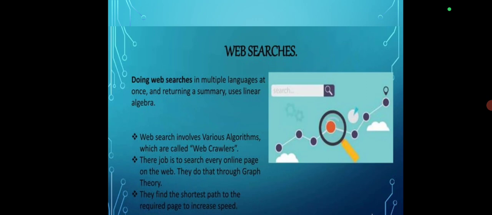Web search: searching multiple languages at once and returning a summary uses linear algebra. Web search involves various algorithms called web crawlers. Their job is to search every online page on the web. They do that through graph theory. They find the shortest path to the required page to increase the speed.